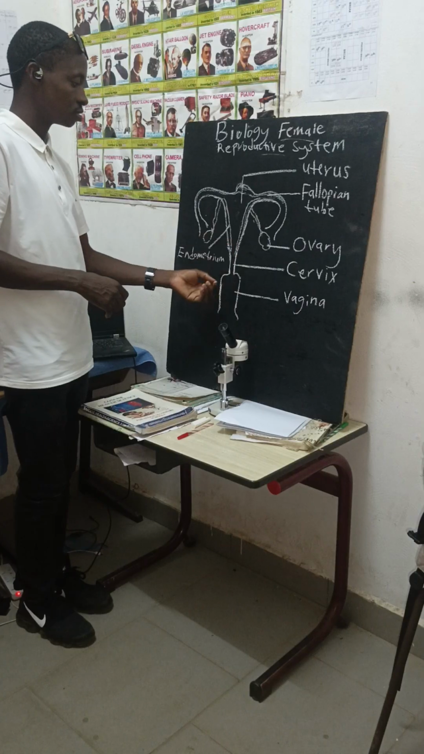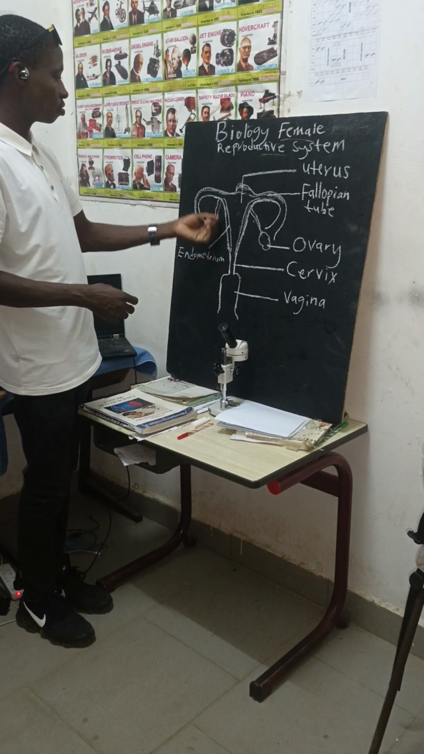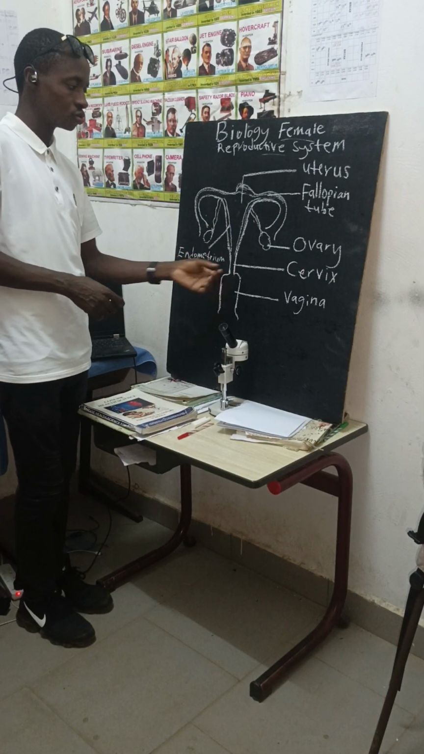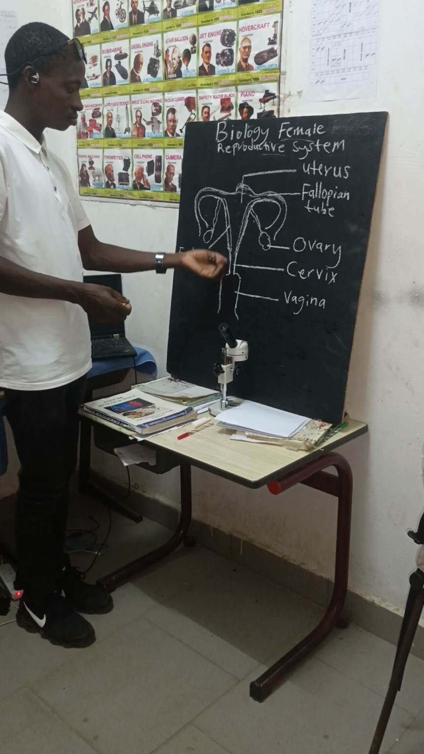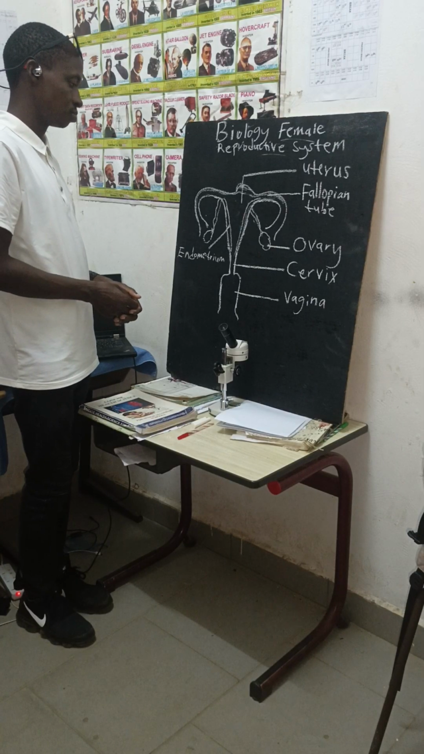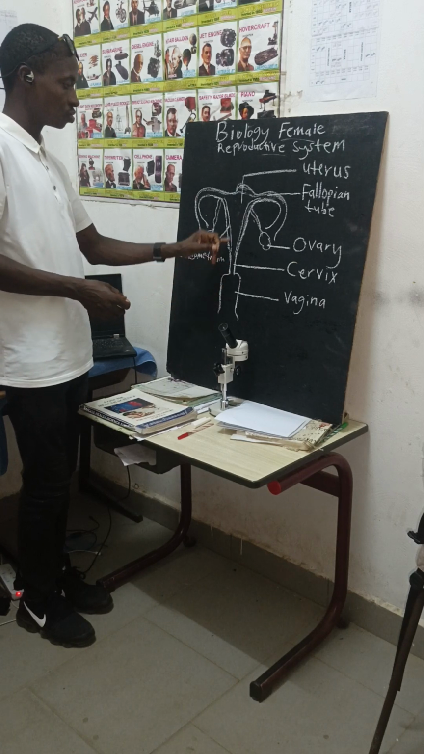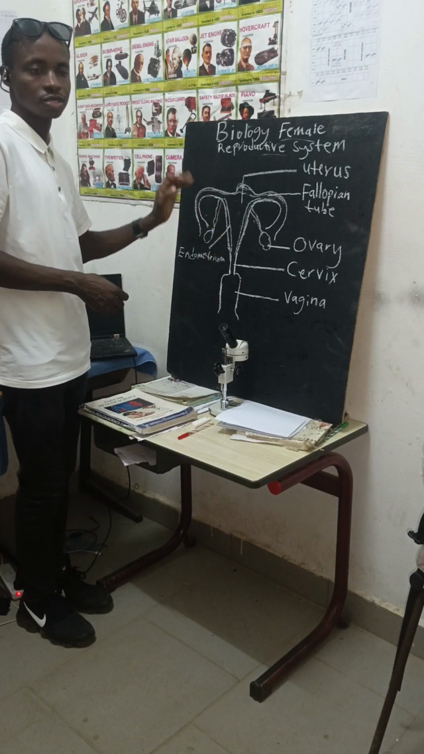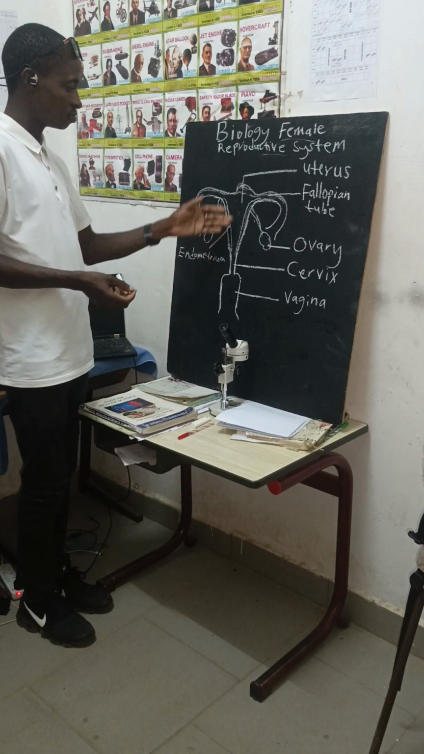So we have the cervix, which is the lower part of the uterus. This one can produce cervical mucus. It can lubricate the vagina during sexual intercourse. The cervical mucus can also help the sperm to survive in the female reproductive system for a number of days, in some cases 3 to 5 days.